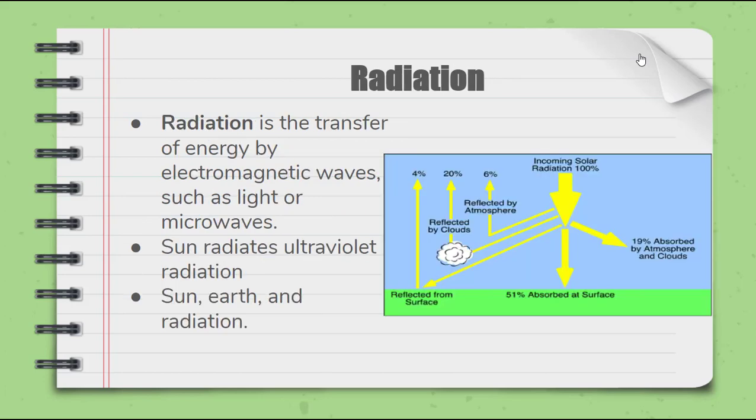Now, radiation is the transfer of energy by electromagnetic waves, waves that we cannot see, such as light or microwaves. The sun radiates ultraviolet radiation. Keep in mind, the sun radiates a lot of solar radiation to the Earth. A lot of that actually gets reflected back out. It's either absorbed by the atmosphere, absorbed by clouds, or it can even be reflected by the surface or absorbed at the surface. If we did not have an atmosphere, life could not exist on Earth. We would have too much solar radiation, which would heat the planet too much, and that amount of heat would not allow for life to be sustained on the planet Earth. So radiation is just another way that energy can be transferred.